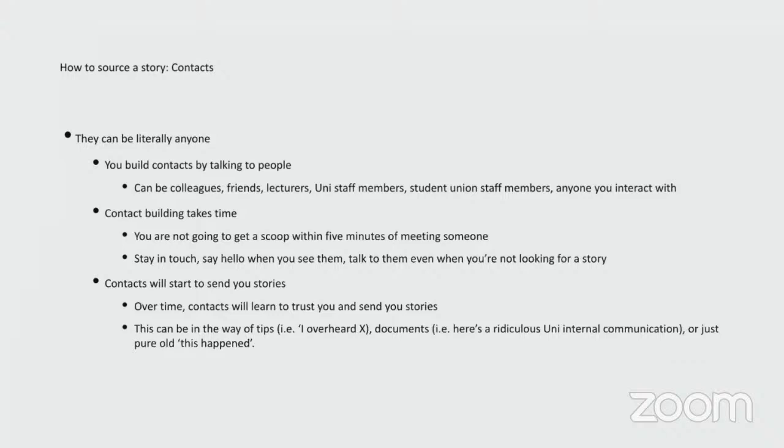Documents can be passed, say there's a student union banned list of students who can't come in, and it's predominantly BAME students, and that would obviously be a pretty big scandal. Your student union staff member friend could get you that document or take a picture of it. Or the fantastic and rare, by the way, this happened, which is lovely when it happens, but doesn't happen all the time. So moving on, social media.